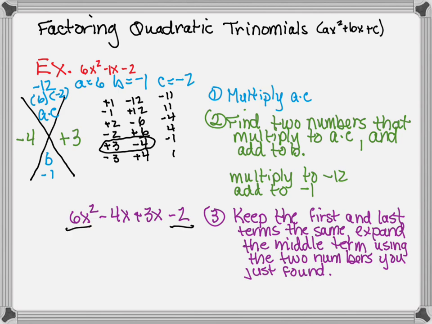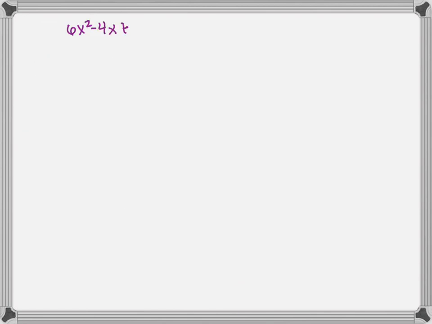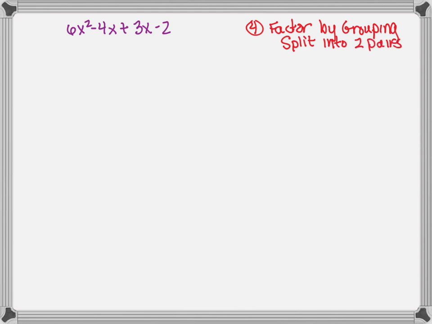So I have my 6x squared, I have my negative 2, those stayed the same. And those were the two new ones we got from the negative 4 and the positive 3. Okay, then we will factor by grouping because now we have 4 terms. So let's do that on the next slide. So remember, we're starting with 6x squared minus 4x plus 3x minus 2. We're going to factor by grouping. So we will split it into two pairs. I like to draw a line, but some people just underline the groupings of the pairs.